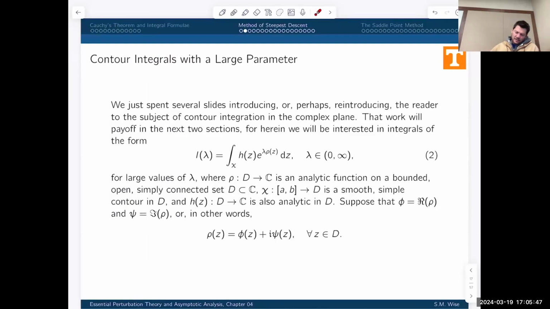I'm going to be interested in contour integrals with a large parameter. Okay, so contour integrals of this form: I of lambda, where lambda is our large parameter, is an integral over a contour chi. That chi can be anything, but for now we're not going to worry about it, where the integrand is equal to h of z e to the lambda rho of z dz. Now, I need to require a couple of things to apply my theory.